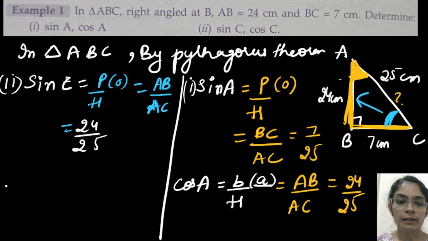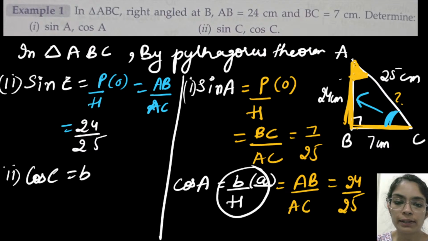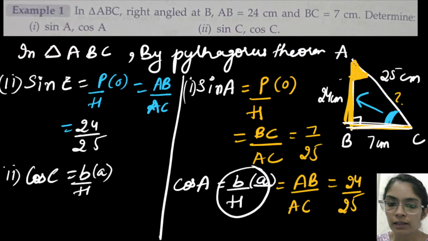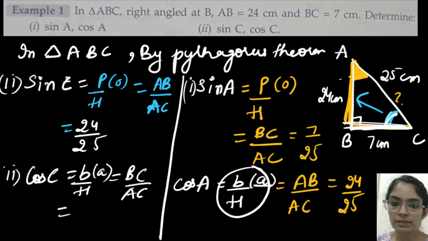And what is the value of cos C? The cos formula we know is base by hypotenuse. Base means the adjacent side. The side adjacent to angle C, the one in contact, is BC. So this is BC by AC, and the value is 7 by 25.